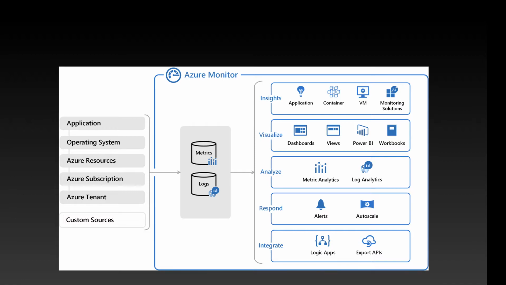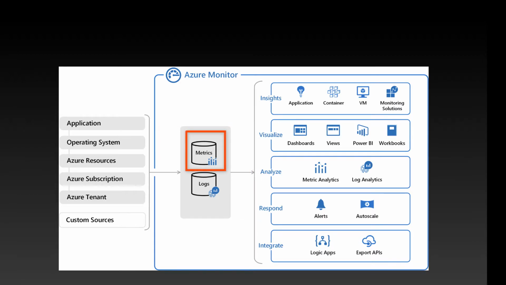Now, once the data has been sent from these different types of sources, it is sent to the monitoring data source or database. The Azure monitoring database is categorized into two different sections. One is the metrics database and the other one is the logs database.